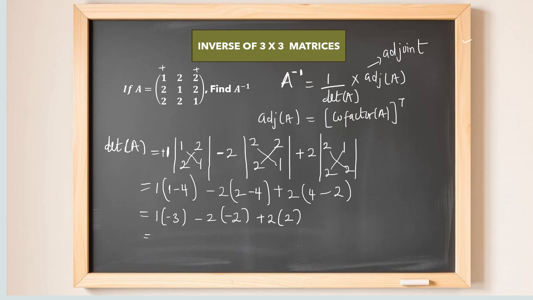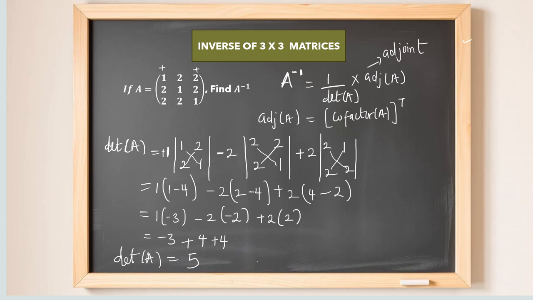So here we have -3. Minus times minus is positive 4, plus 4. So the determinant of A equals 5. The determinant of A equals 5.